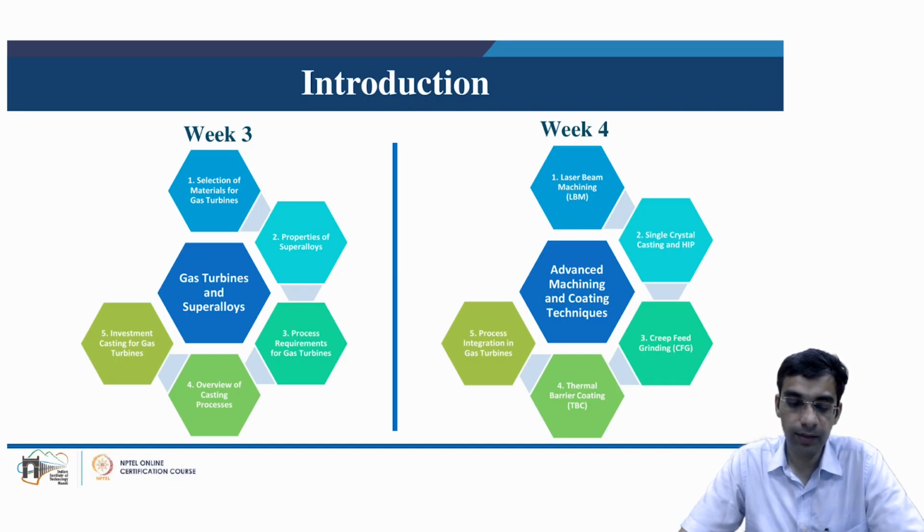We will look at the different materials which are used in making the gas turbines, the properties of materials that are the superalloys which are used to make the gas turbines. Subsequently, we will look at the process requirements for gas turbine, overview of the casting processes specifically used for gas turbines with details of investment casting process.